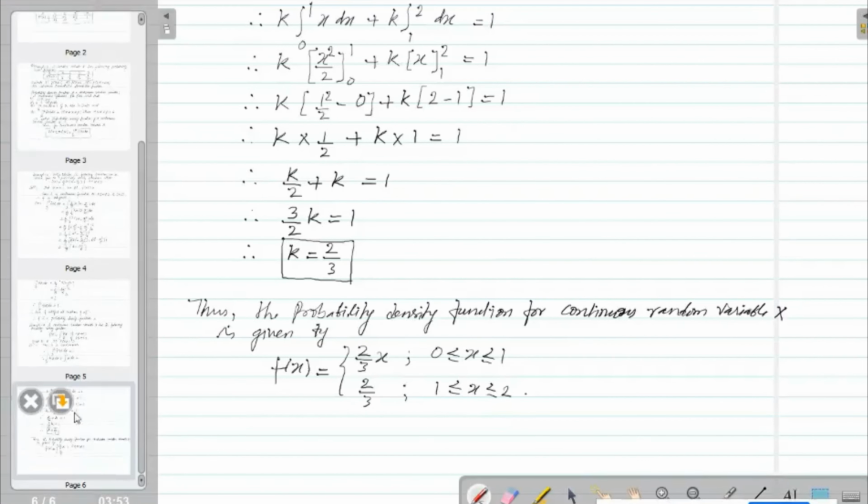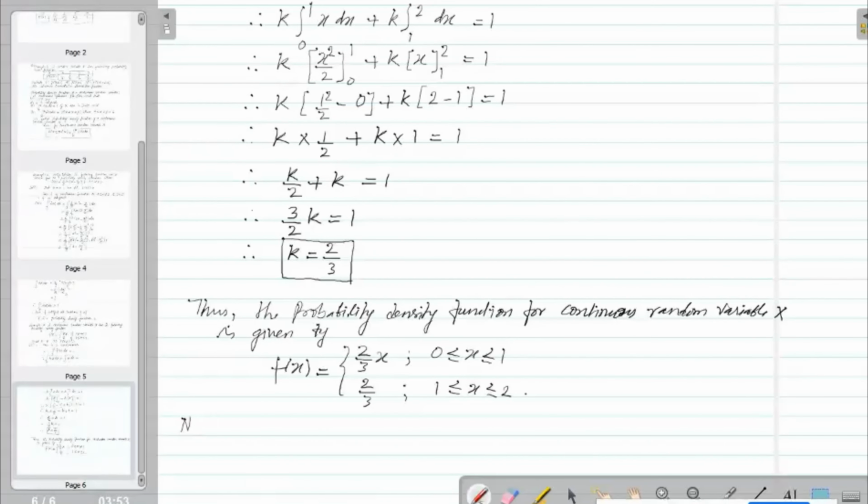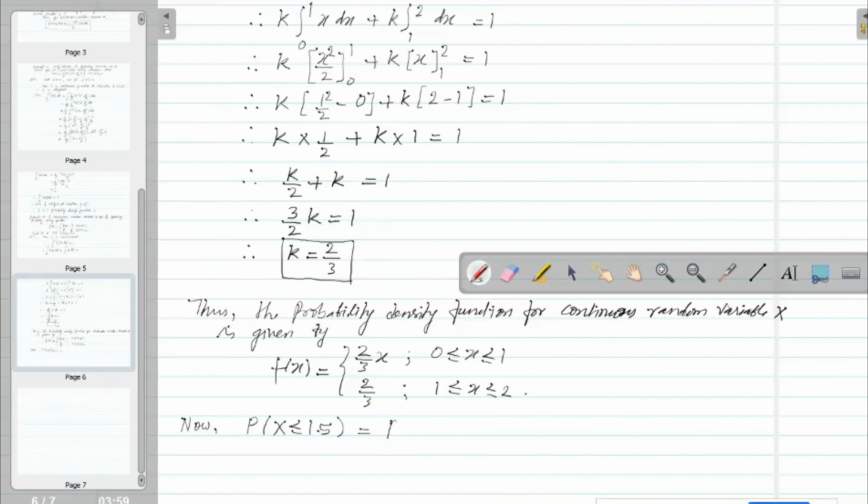So this is your probability density function. Now what do we have to determine? We have to determine the probability of x less than or equal to 1.5. So just calculate it. We have to find the probability of x less than or equal to 1.5, and this is equal to the probability of 0 less than or equal to x less than or equal to 1.5.